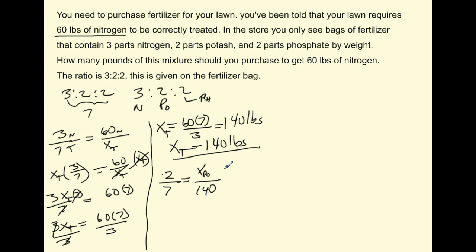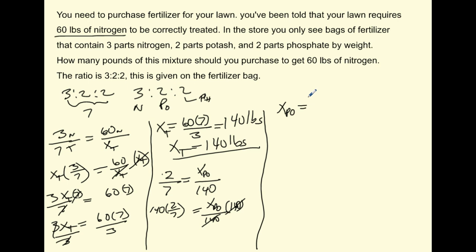Now, when we do the same thing, we multiply both sides by 140. We have 140 times 2/7 is equal to XPO divided by 140 times 140. The 140s cancel, and we get X potash is equal to 140 times 2 divided by 7. And if you break out your trusty calculator, 140 times 2 divided by 7, you get 40 pounds. So our calculations say the amount of potash contained in the 140-pound bag of fertilizer is 40 pounds.